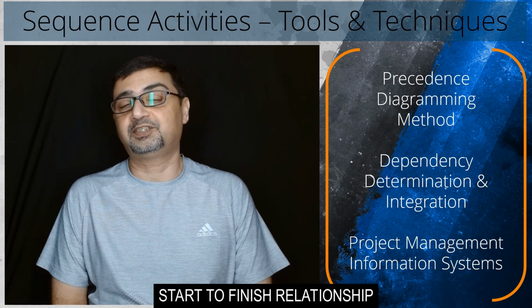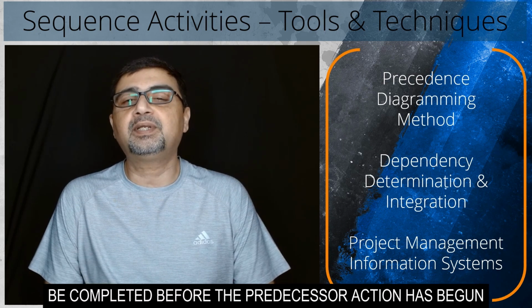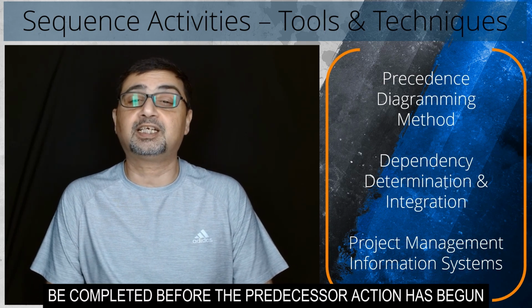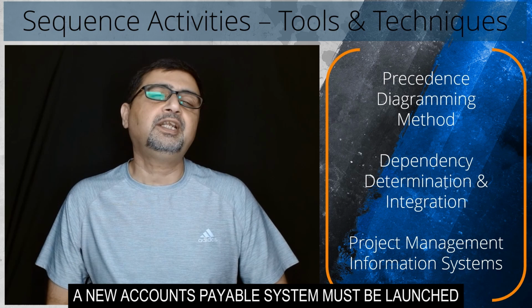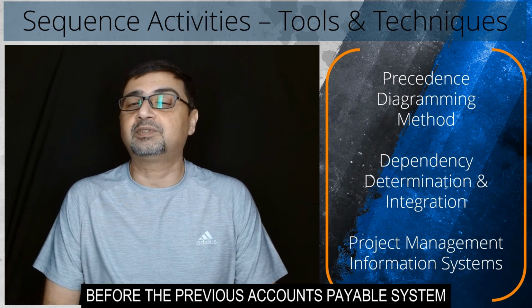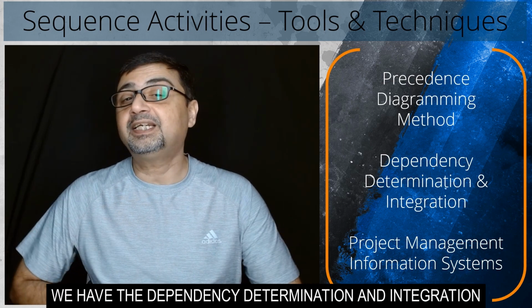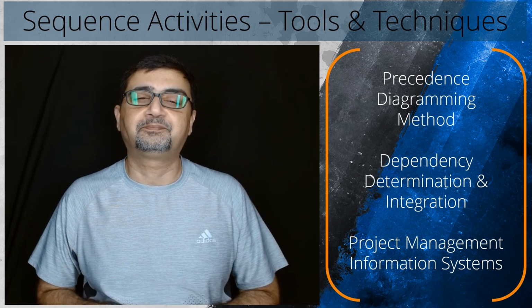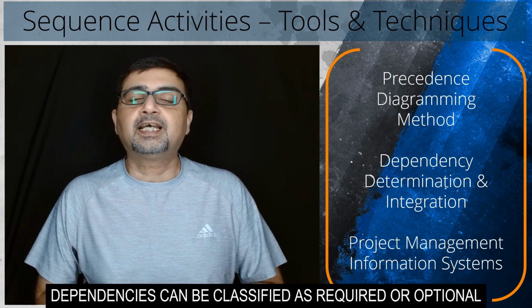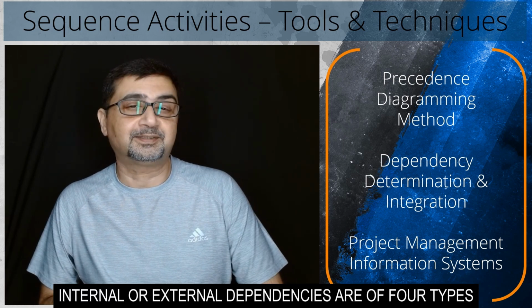Start to finish relationship, which is a logical link in which a successor activity cannot be completed before the predecessor action has begun. For example, a new accounts payable system must be launched before the previous accounts payable system may be decommissioned. Next, we have the dependency determination and integration. Dependencies can be classified as required or optional, internal or external.